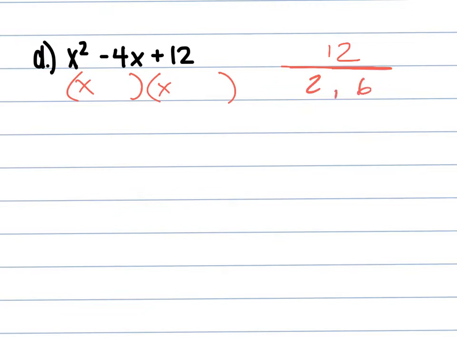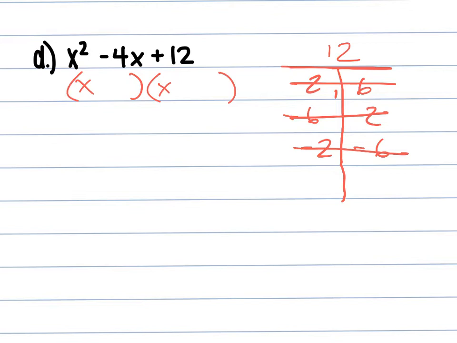2 times 6 is 12, but 6 plus 2 is 8, so not that group. So negative 6 and positive 2? Negative 6 times positive 2 is a negative 12, so not that one. They both need to be negative? Okay, let's try them both. Negative 2 and negative 6. Negative 2 times negative 6 is positive 12, but negative 2 plus negative 6 is negative 8, not that group. Okay, 3 and 4 is a possibility. 3 times 4 is 12, but 3 plus 4 is 7, not that group. Negative 3. It's not going to equal.